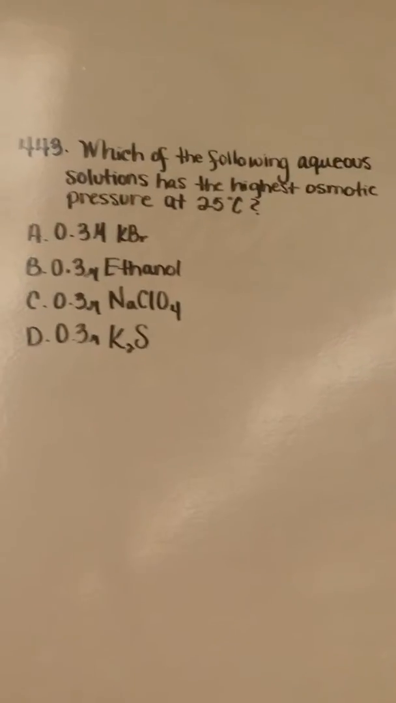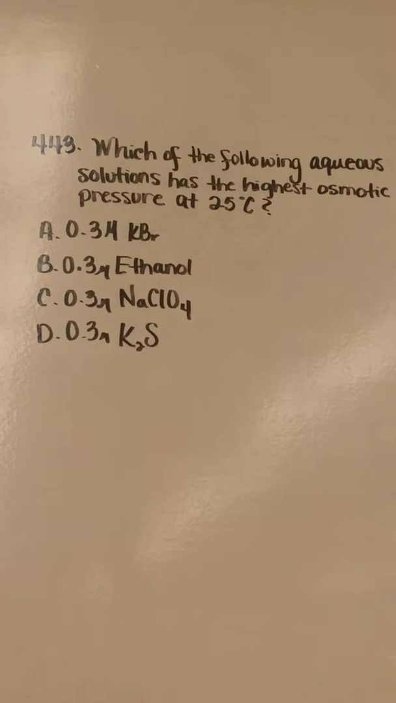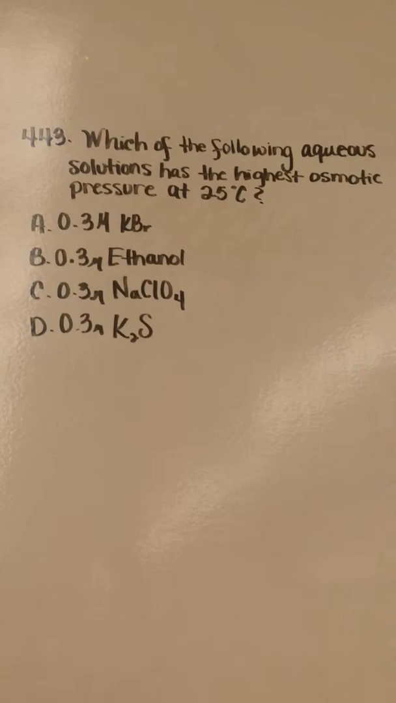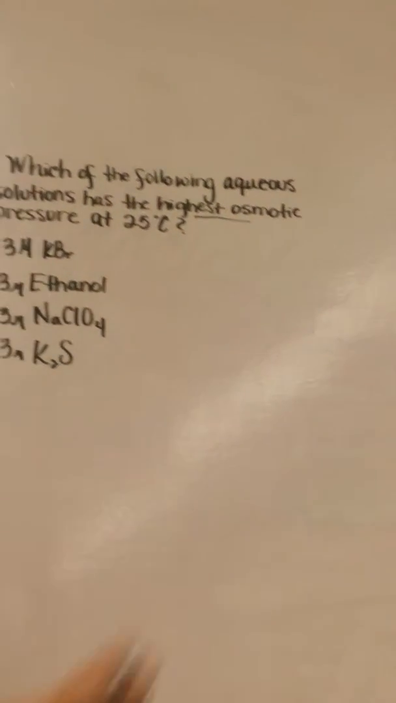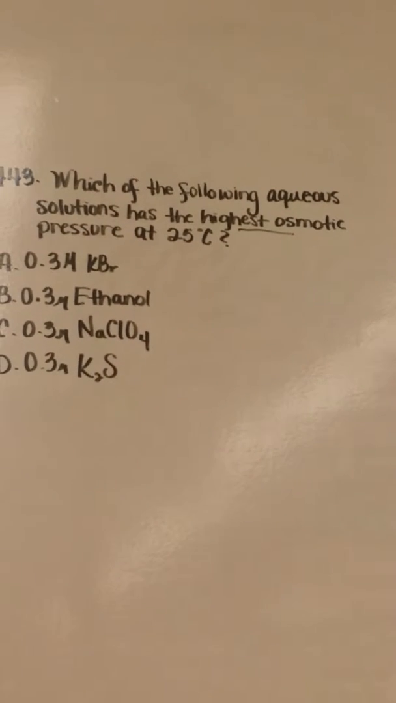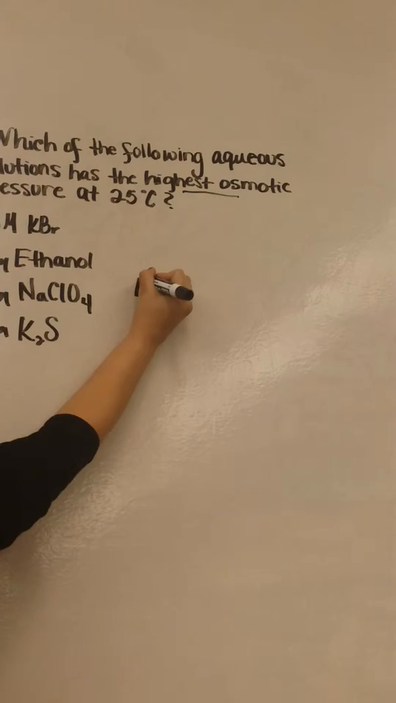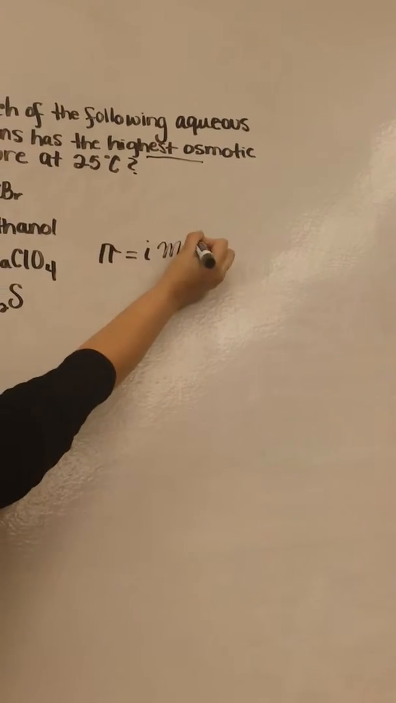Question number 443. Which of the following aqueous solutions has the highest osmotic pressure at 25 degrees Celsius? So it's asking for the highest osmotic pressure. So for this we need to know the formula. So it would be osmotic pressure is equal to iMRT.